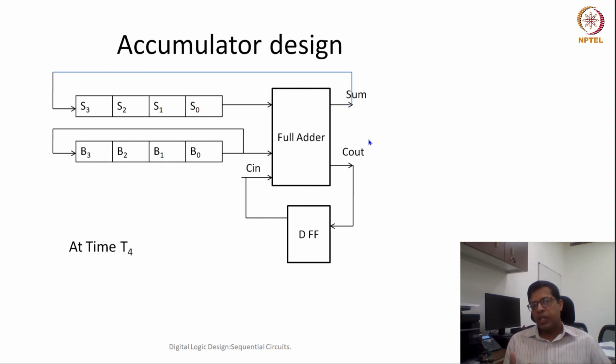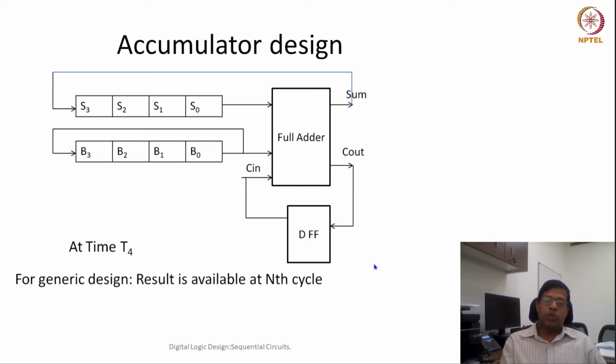So you can see the overall benefit. Area has reduced to a significant amount, but the latency has increased. The overall latency of this design is the latency of one full adder plus the latency of my D flip-flop, and the latency of the D flip-flop would also involve its setup time. So that means this can increase the clock period to a very significant amount. This is a very generic design, and the result would always be available at the nth cycle.